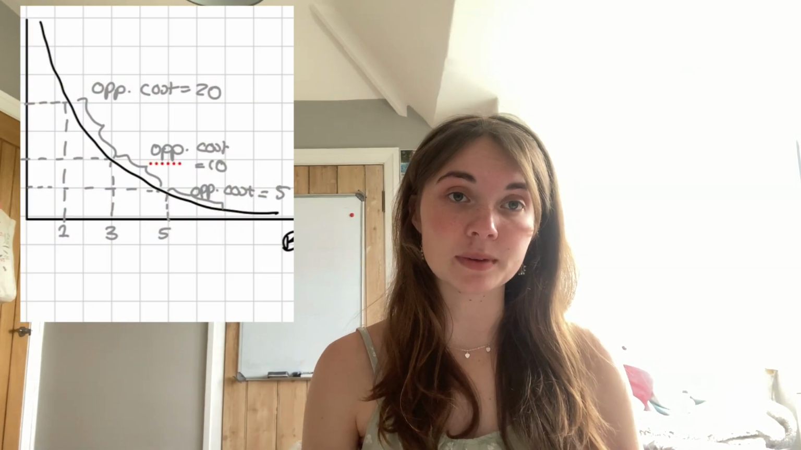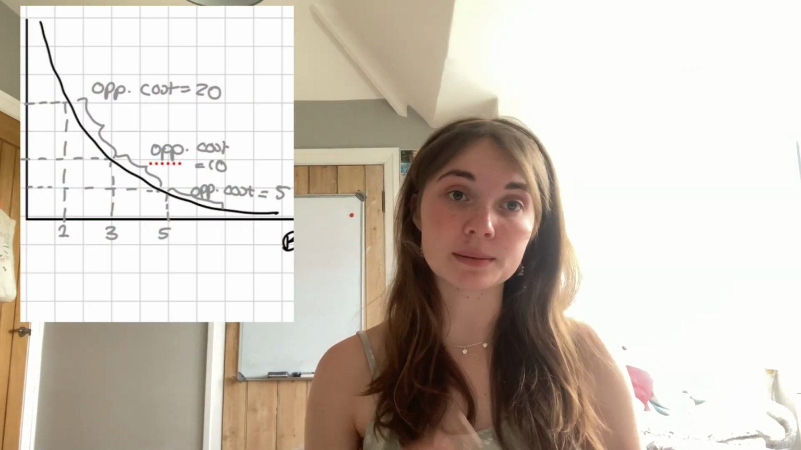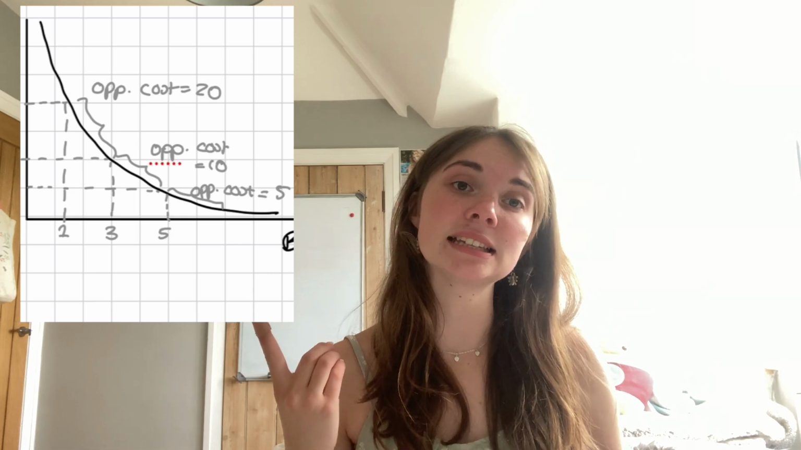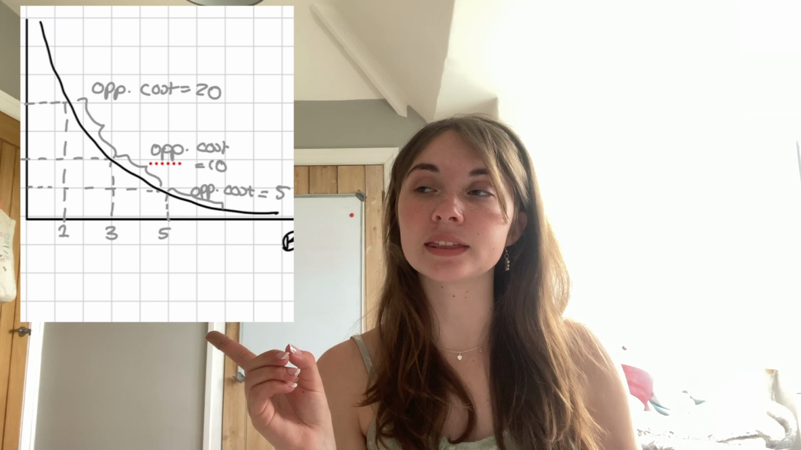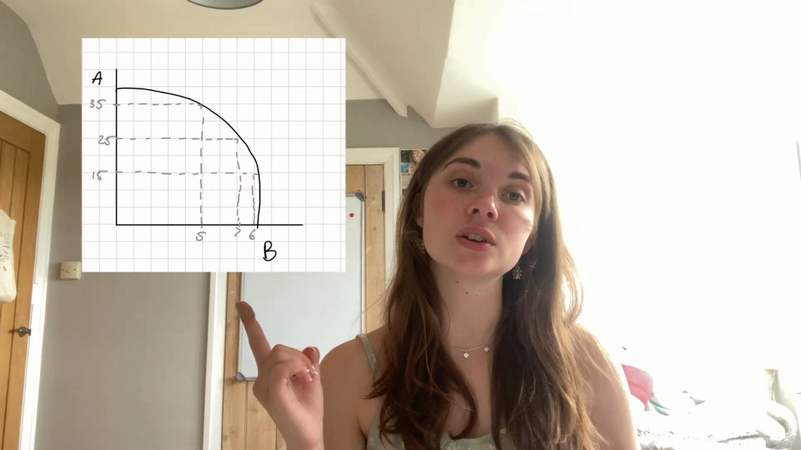The second graph will be the convex graph, which can be seen in this. Here you can see how when you increase resources, for example for B, the opportunity cost decreases as you increase. Whereas in a graph like this, which is the concave graph, you can see that as you increase B as well, the opportunity cost increases. So the convex is basically the opposite of the concave.